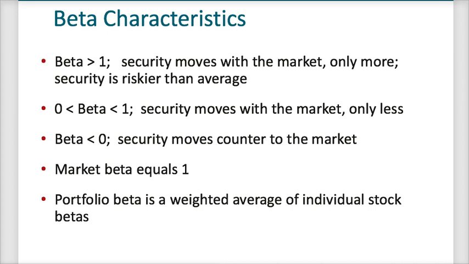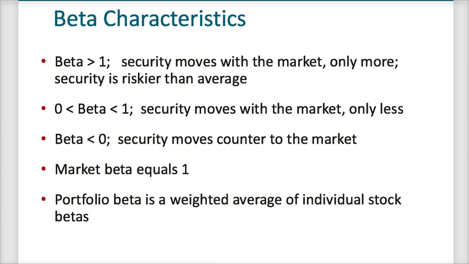So the beta of the overall market is 1. Then a beta of a stock greater than 1 is going to have a bigger reaction to any market changes. But a beta that's smaller than 1 will have a smaller reaction. And if the beta is negative, it will move in an inverse relationship to the market.